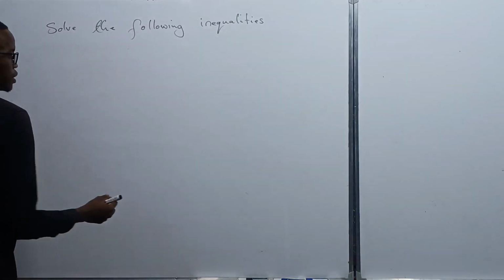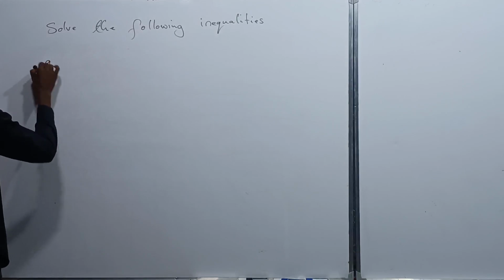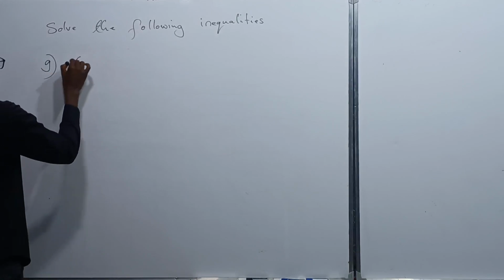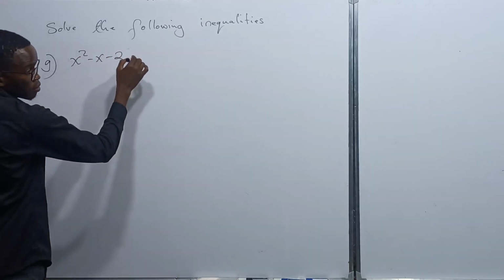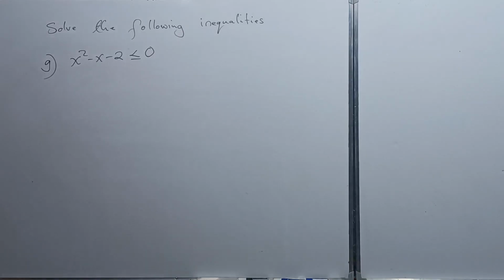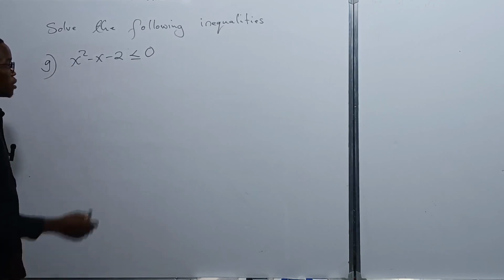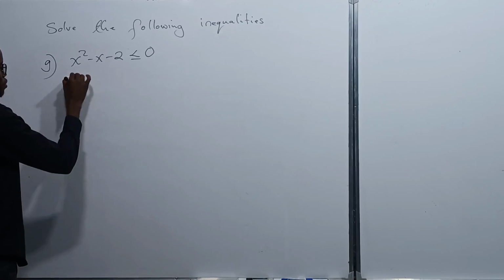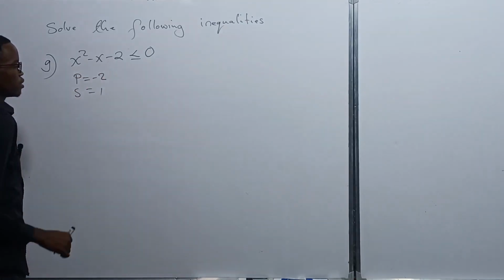Okay, so the next inequality that we have is g. On g we have x squared minus x minus 2 less than or equal to 0. This is a quadratic expression, so here we look for the product and the sum. Our product is negative 2 and our sum is negative 1.